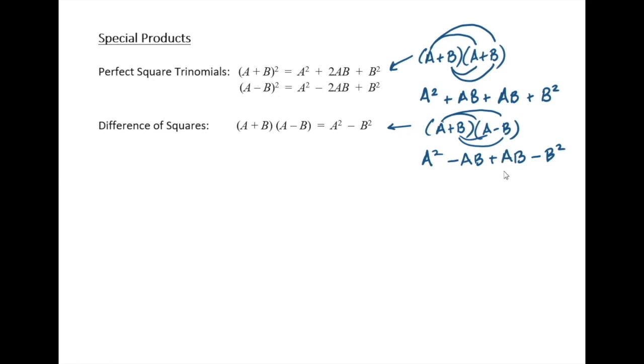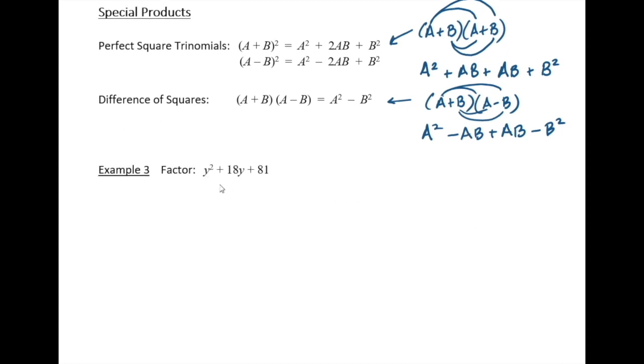Here the two middle terms are opposites, so they add up to 0. And that means we're just left with a squared minus b squared. This is a very important pattern, and when we factor polynomials that are a difference of perfect squares, we'll get factors that are exactly like this. Once you get familiar with this pattern, factoring a difference of squares should be very easy. You won't really have to do any trial and error for this.